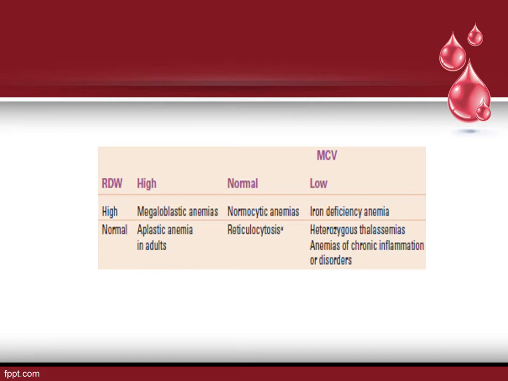Normal MCV and normal RDW is seen in reticulocytosis, while low MCV and normal RDW is seen in heterozygous thalassemia and anemias of chronic inflammation or disorder. In some references, there are some types of thalassemia wherein there is a high RDW and low MCV.